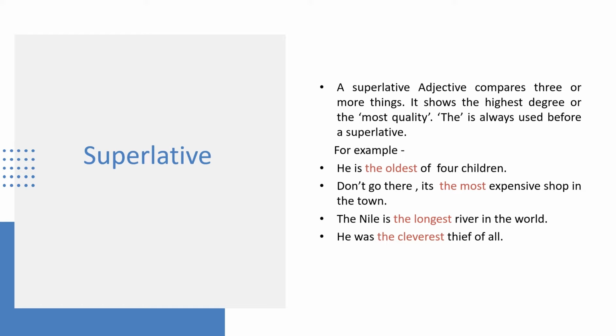In the third example, the Nile is the longest river in the world. Longest is the superlative which has been used. And the last example, he was the cleverest thief of all. Cleverest is the superlative degree of adjective.